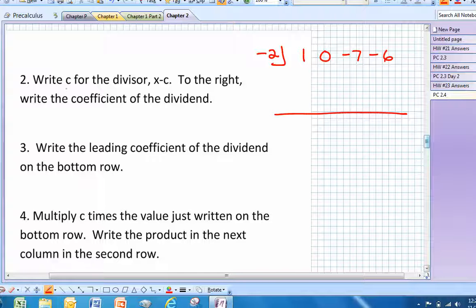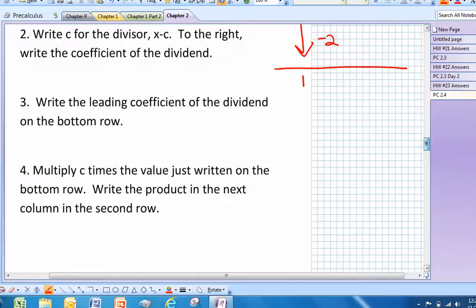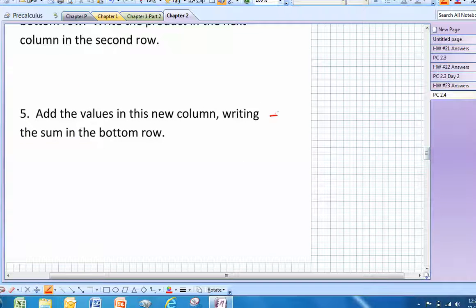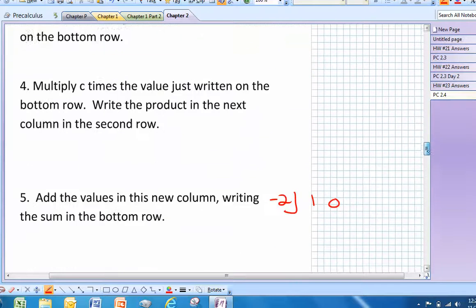So notice I wrote c for the divisor, and then I wrote the leading coefficient of the dividend. So now the first thing I'm going to do is bring down the leading coefficient. So there I go, there's 1. Then I'm going to multiply this 1 times the negative 2, and that's where I get negative 2. Then I'm going to add down. So notice I have this right here, negative 7, negative 6.